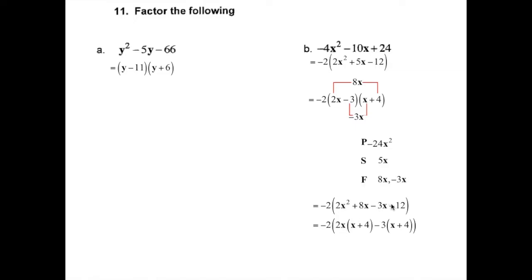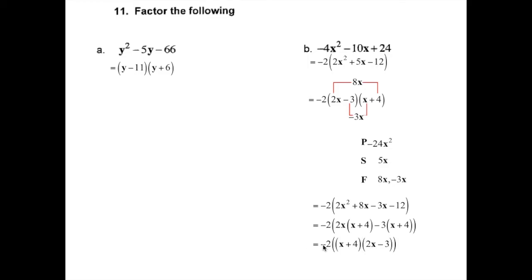Now I'm looking for a common factor here. My first term is negative, so I'm going to certainly factor out the negative. Notice 3 goes into 3 and 12, so I'm factoring out negative 3. So negative 3 times x is negative 3x. Negative 3 times 4 is negative 12. And notice I have x plus 4 twice. So I'm going to factor out the x plus 4.